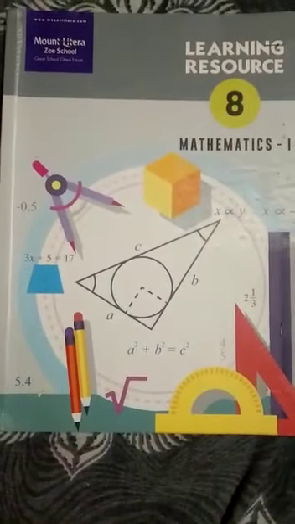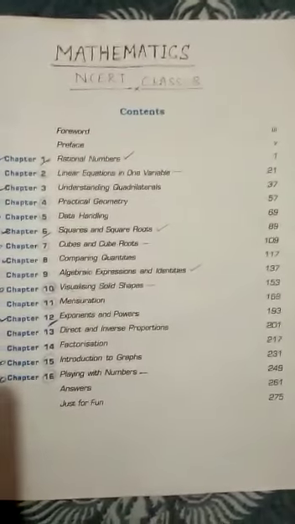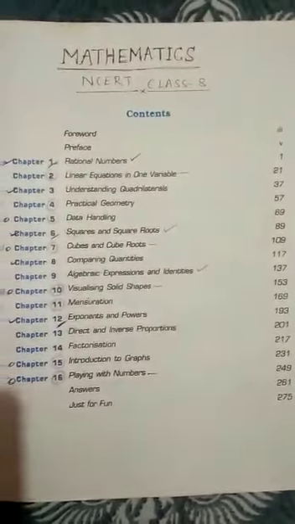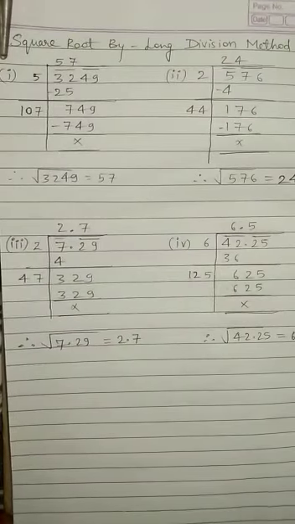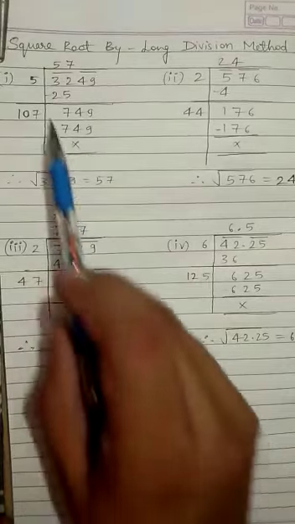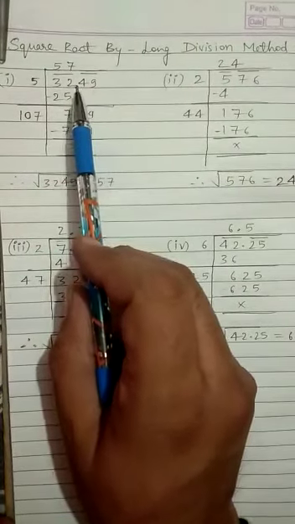In this video, today I will explain how to find the square root of the given numbers by the long division method. So the first part is the square root of 3249 by long division method.